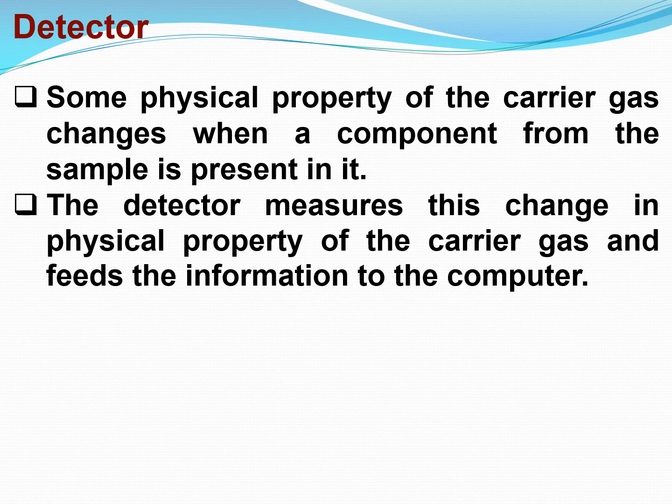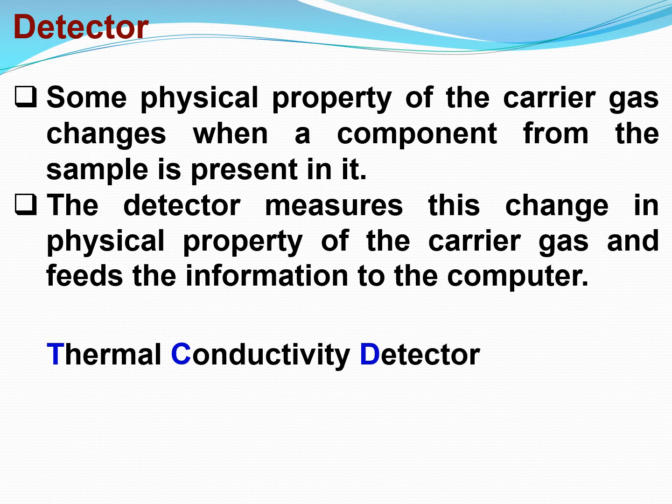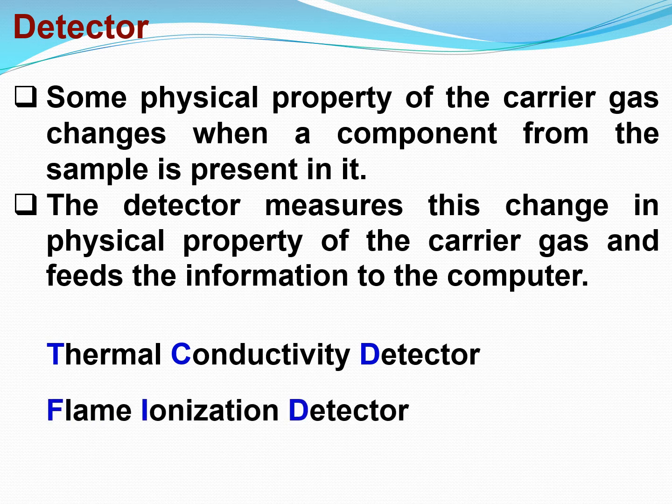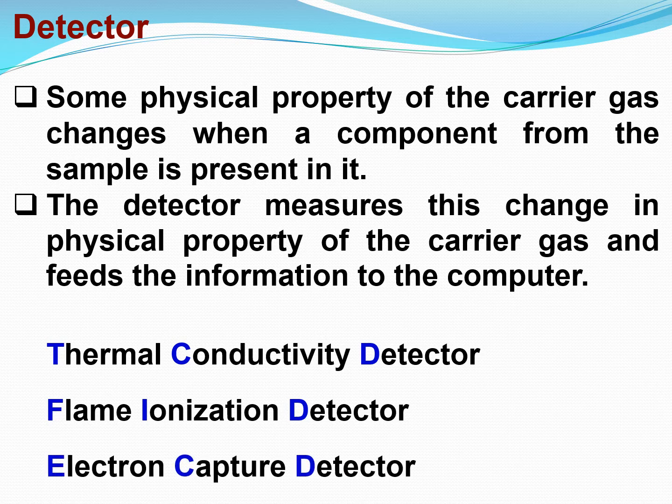Three types of detectors are mainly used: thermal conductivity detector, short form TCD; flame ionization detector, short form FID; and electron capture detector, short form ECD. These are the three types of detectors which are commonly used in gas chromatography.